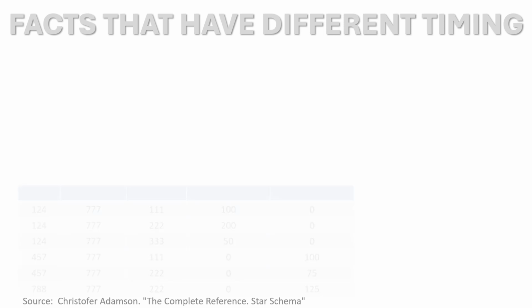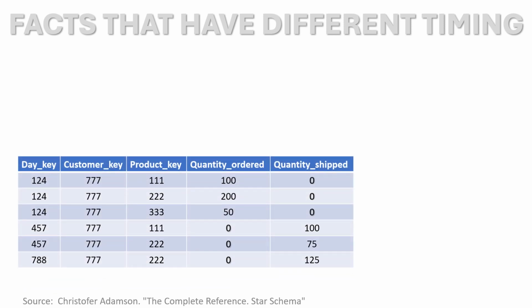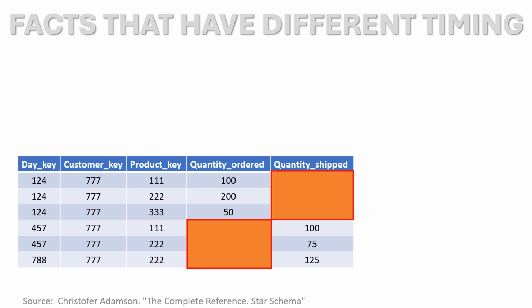Although they share the same dimensionality, the two measurements do not occur at the same time. For example, on days when a customer orders a product, there may not be shipments. Quantity ordered and quantity shipped do not describe the same process.